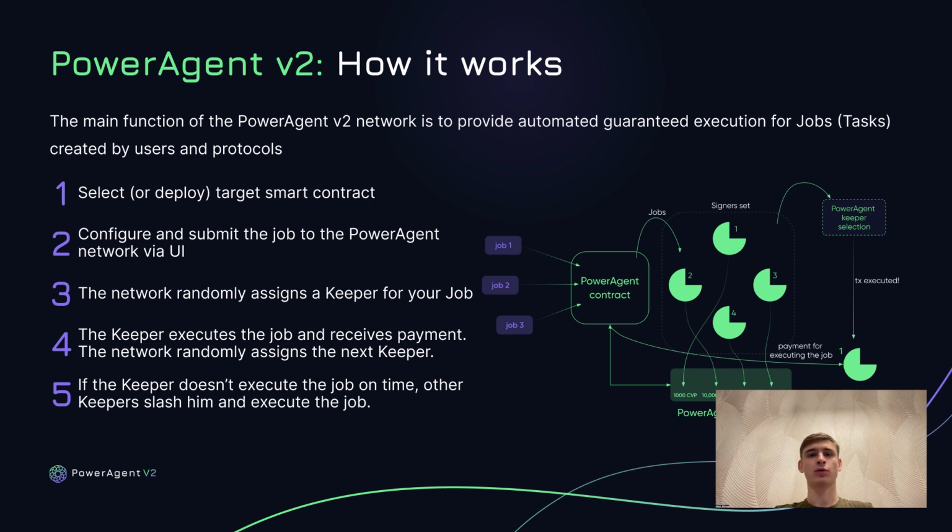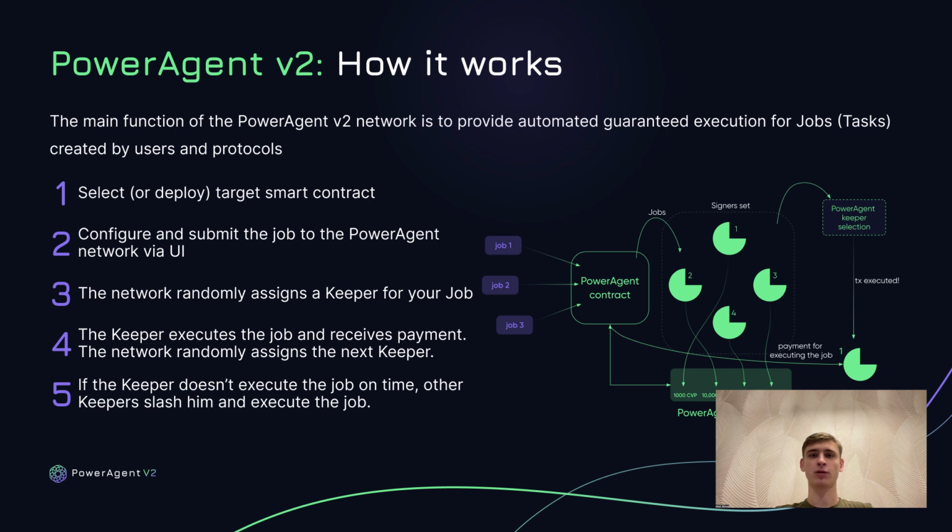Then, using our intuitive UI, you add a job to the Power Agent network, configure it, and deposit native tokens for payment. The network then automatically and randomly assigns a keeper for execution from hundreds of active keepers. The assigned keeper executes the job on time, receives payment, and the network randomly assigns the next keeper. And if the keeper doesn't execute the job on time, another keeper will slash its stake and execute the job for him. So this design provides the following key features.